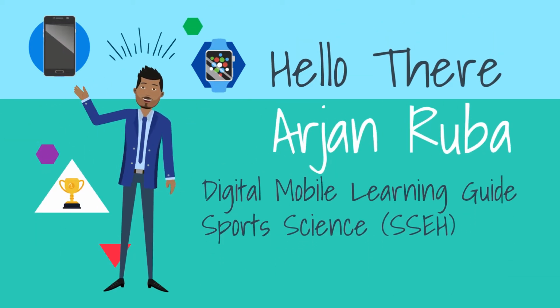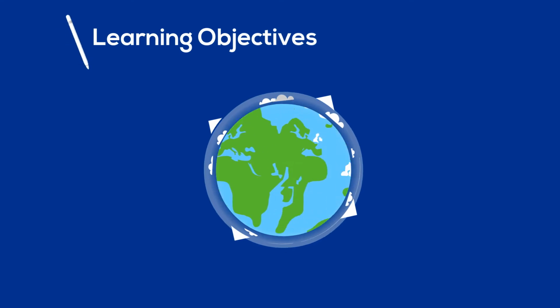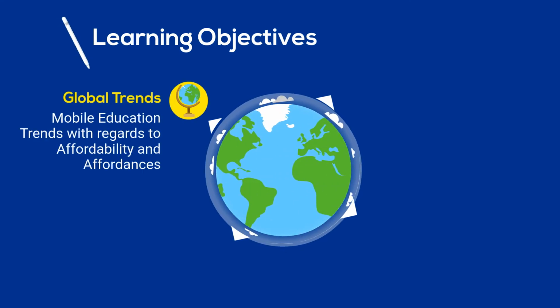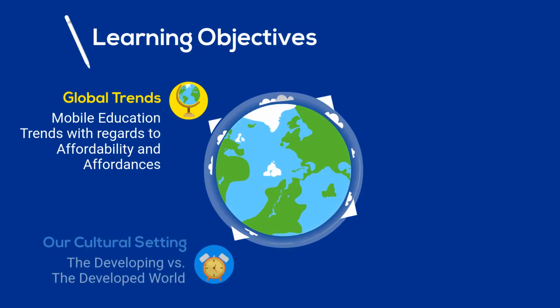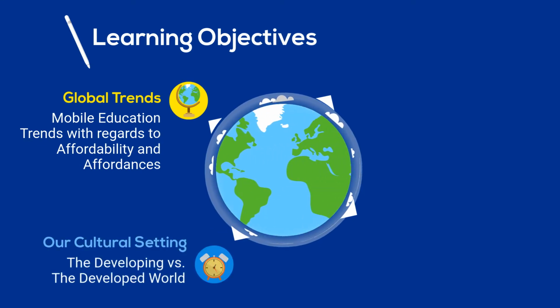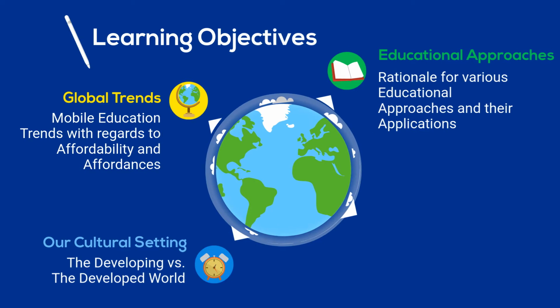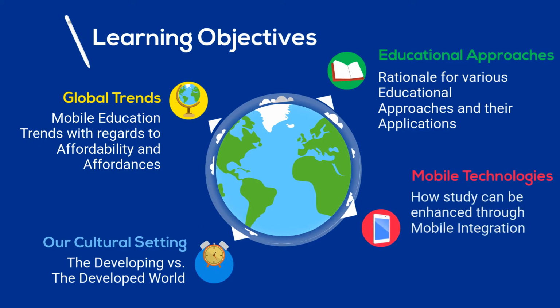Today I'll be talking about the different mobile technologies that can be used for sports science students. Today you will be taught on the ways mobile technology can be combined with sports science. We will talk about global trends with regards to affordability and affordances. We will be touching on the developed and developing worlds. We will also analyze key educational approaches. And lastly, we will be discussing how study can be enhanced through mobile integration.